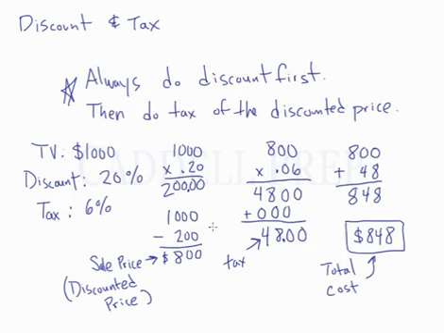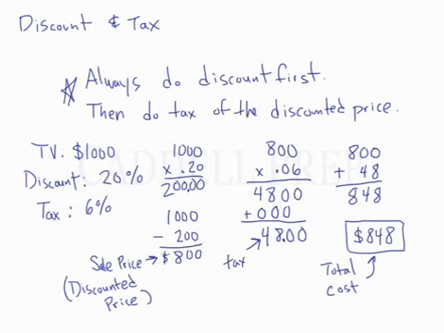So let's just recap quickly. The TV was originally $1,000. It was on sale with a discount of 20%, and there's 6% tax, 6% sales tax. So we find what the discount is. So 1,000 times 20%, 200. That's the amount of discount we're getting. So if it was $1,000 and we're taking 200 off, that means the sale price is 800.